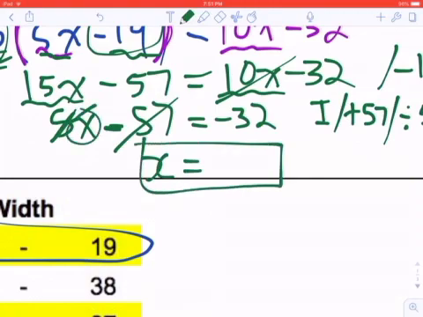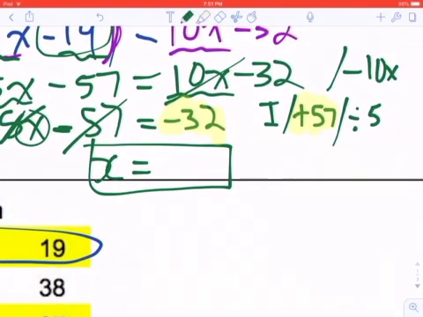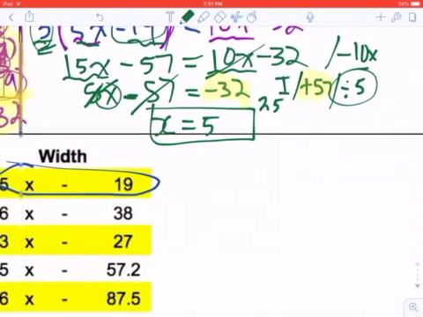So what does x equal? Well, I have to take that negative 32, and then I add 57. Negative 32 plus 57, if you do it in your calculator, is positive 25. Okay, so once I get positive 25, then I have to divide by 5. 5 goes into 25 5 times. So x equals 5. Okay, x equals 5. So when the area and the perimeter are equal, x equals 5.